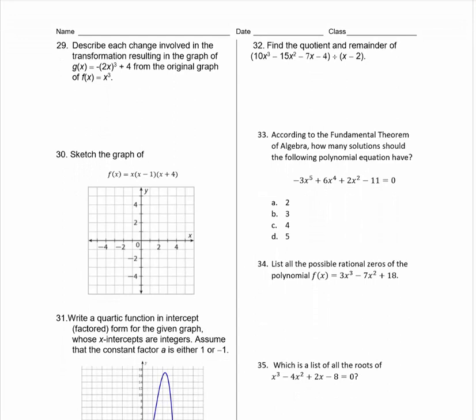Okay, 29. Describe each change involved in the transformation resulting in the graph of g of x equals negative 2x cubed plus 4 from the original graph of f of x equals x cubed. So we've got a negative, we've got a 2, and we've got a 4. The negative makes this reflect across the x-axis. And I know it's the x-axis because it's outside. When you make the inside negative, essentially you're making x negative, it flips it over y. But when we make the outside negative, it flips it over x. So reflect over x.